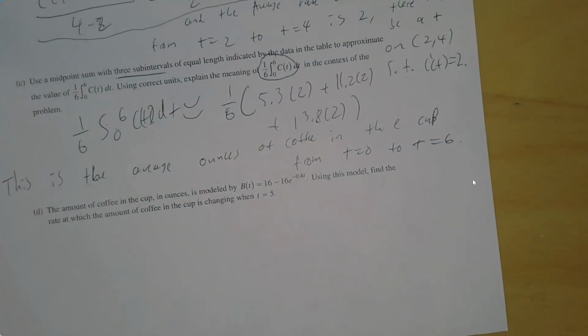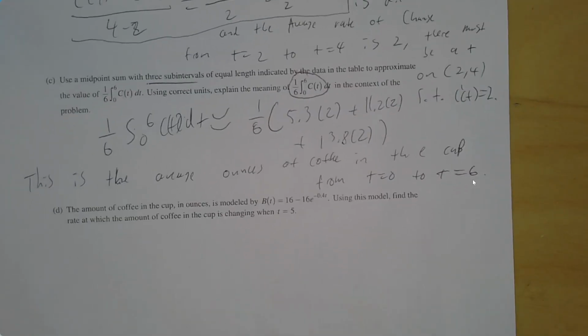Okay. So the last one is the amount of coffee in the cup in ounces is modeled by B of t equals 16 minus 16 e to the negative 0.4 t. Using this model, find the rate at which the amount of coffee in the cup is changing when t equals 5. So something like, so again, rate.